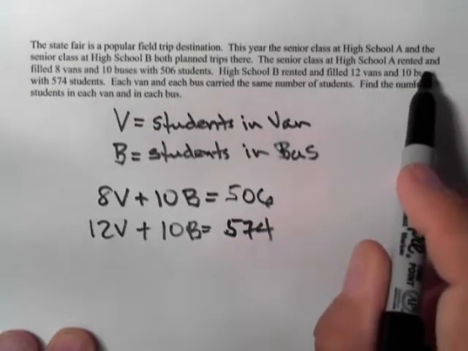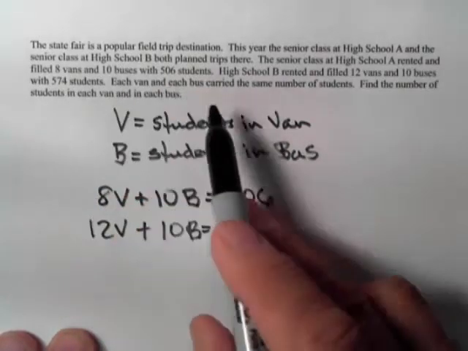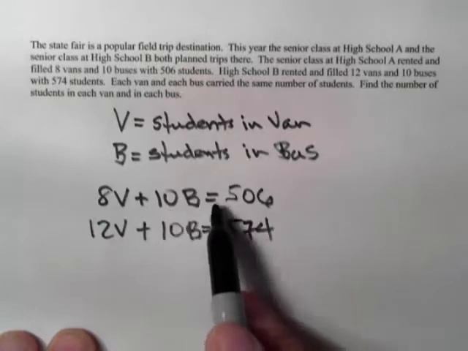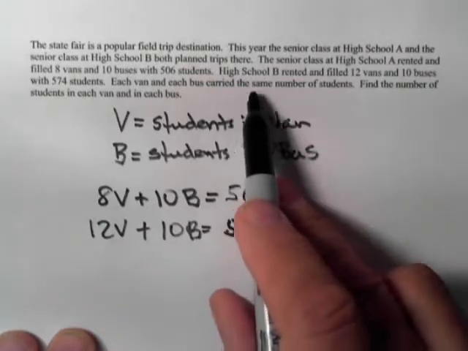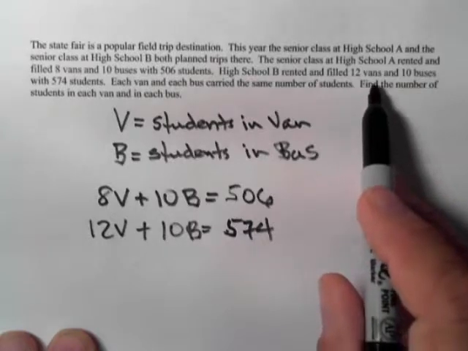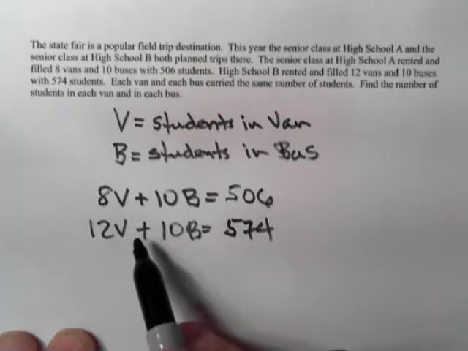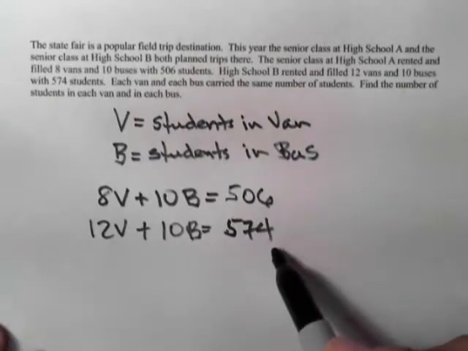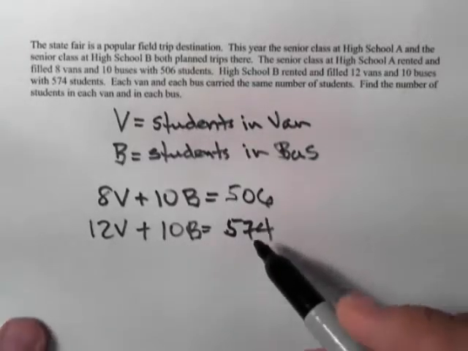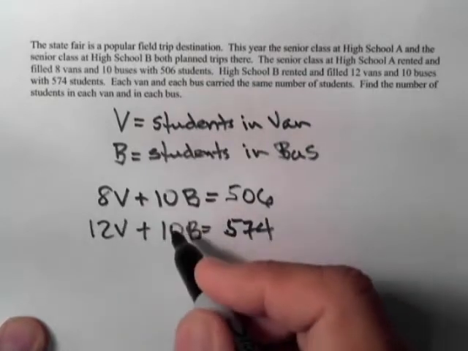Senior class at High School A rented and filled 8 vans, 10 buses, 506 students. 8 vans, 10 buses, 506. Okay, that's good. High School B rented and filled 12 vans and 10 buses, 574. 12 vans, 10 buses, 574. Well, look at this. We got another gift. Real easy to eliminate the B's here.